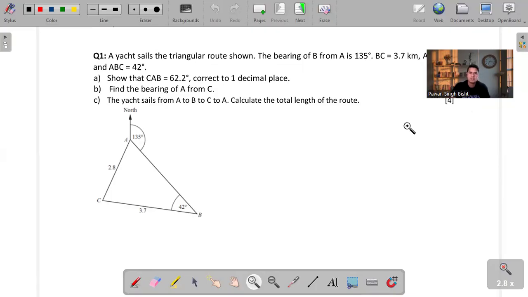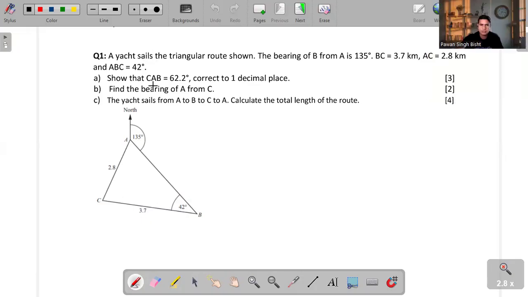A yacht sails the triangular route shown. The bearing of B from A. Now be very careful. From A means we have to start from A. If it is from B, then we have to draw a north line at B and measure accordingly. Here, the bearing of B from A is given as 135. You see, this is in the clockwise direction. BC is given as 3.7 kilometers and AC is 2.8 kilometers.